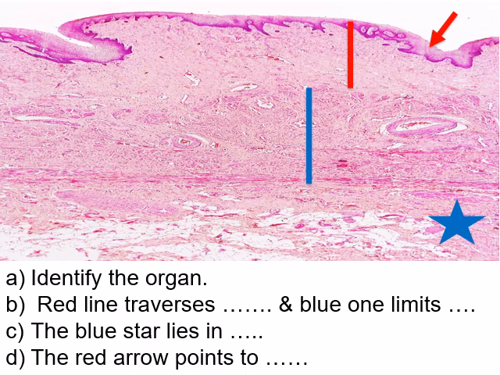What is this? It's vagina. Lining epithelium, non-keratinized stratified squamous epithelium. The red line is the mucosa. The blue line is the musculosa, and the blue star is the adventitia.